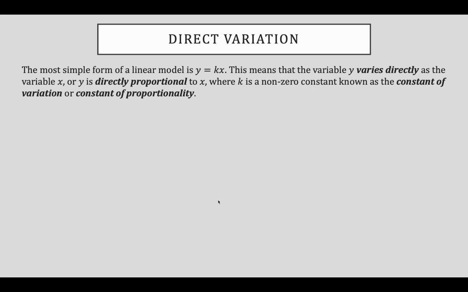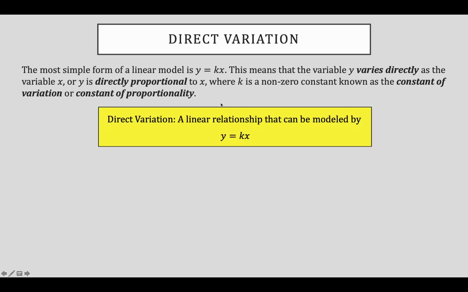The most simple form of a linear model is y equals kx. All right, this means that the variable y varies directly as the variable x, or y is directly proportional to x, where k is a non-zero constant known as the constant of variation or constant of proportionality. Okay, you might notice that this is a linear relationship, and k, the constant of proportionality, actually gives you the slope of that line. All right, so this is known as direct variation, y equals k times x.